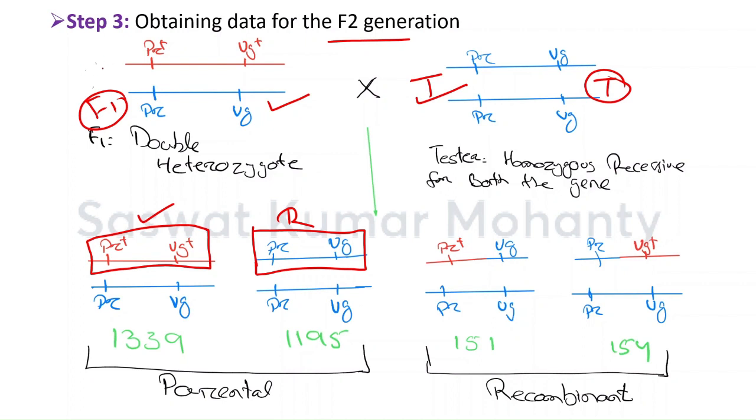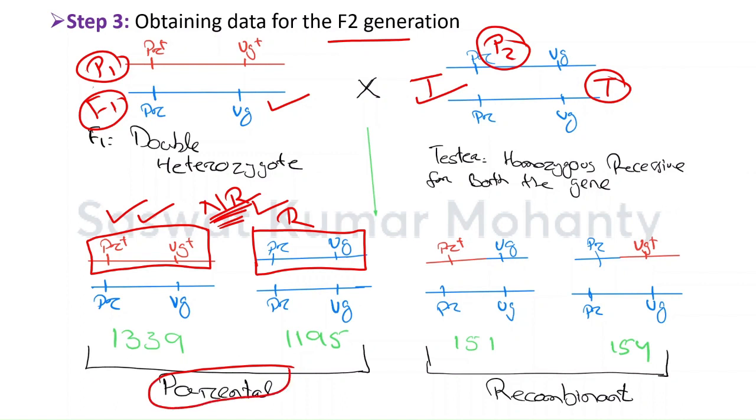Means what? Here in the F2 generation, parent 1 is your F1 hybrid and parent 2 is your tester. When you get both dominant and both recessive genes, they are exactly the same as their parent. So we can say that these are non-recombinant products. Non-recombinant products means they are the parental type, exactly the same as their parents.